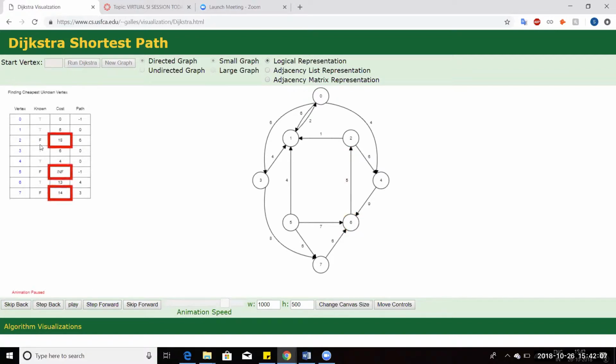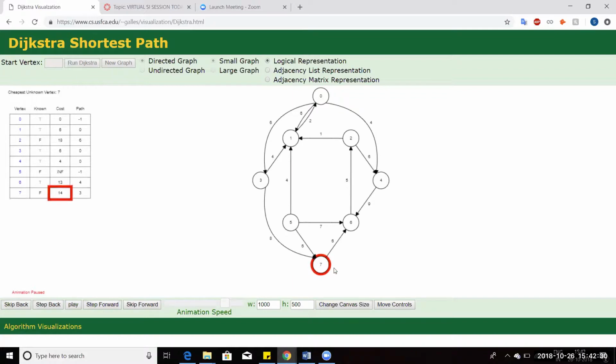So as you can see, we have updated the cost to reach node 2 from node 6 as 18. Okay, and we have also mentioned in the path that in order to reach 2, we'll take node 6 in the path, right? And now we again check what is the minimum value. So the minimum cost is 14, which is at node 7, right?